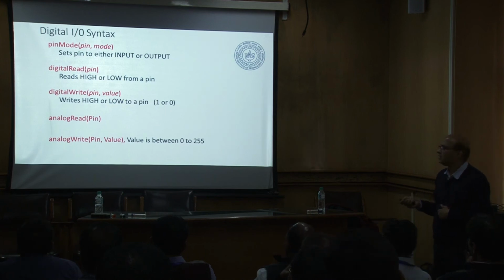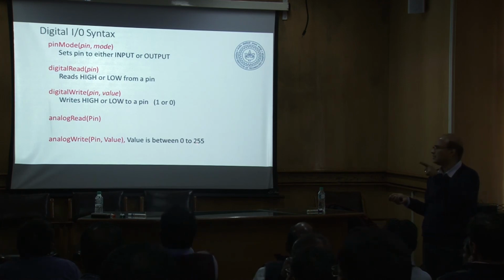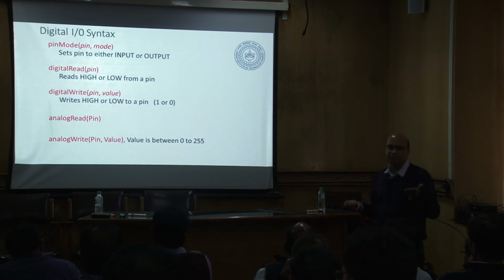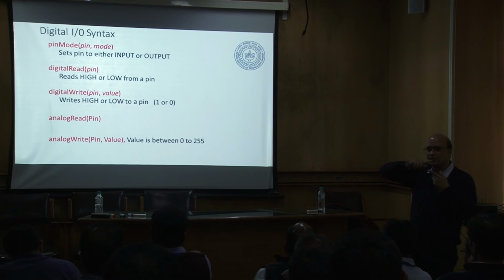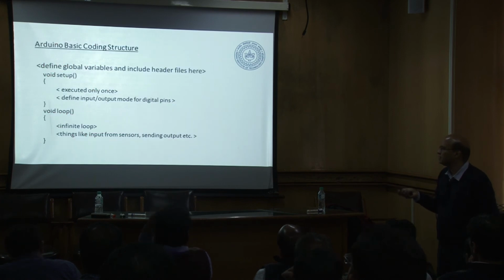Then analog read pin. Analog read takes a pin number, whichever pin is the analog pin. We saw that A0, A1, A2, A3 are pins for analog read. Analog write takes a pin number and a value. This analog write takes a value from 0 to 255. What this means is that if I want to power an LED, I have the option of giving the full voltage, or I can break that voltage into small amounts and give that also. So analog write takes values between 0 and 255.